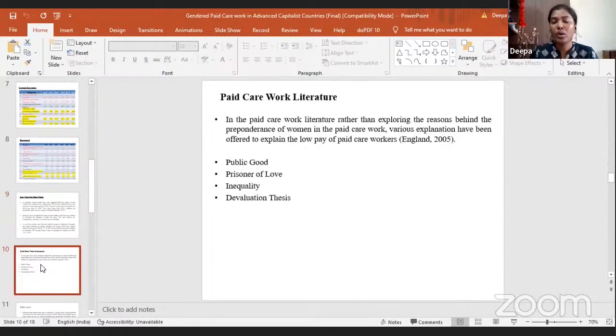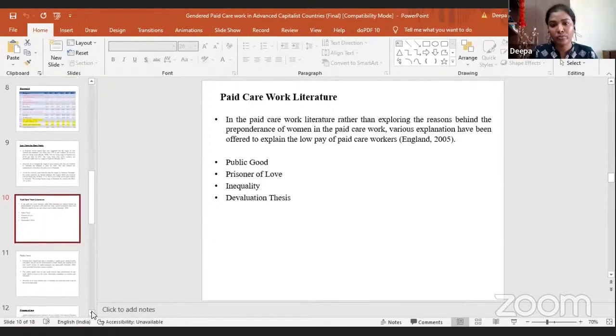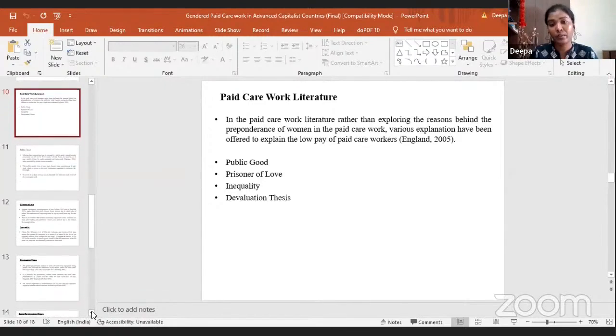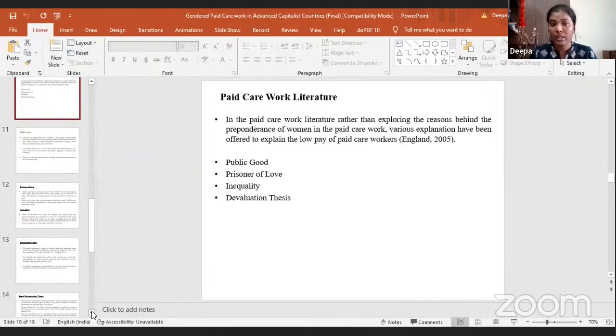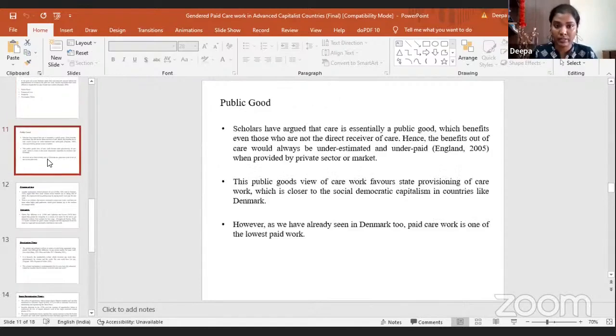So, how do we understand this? In the paid care work literature, rather than exploring the reasons behind the preponderance of women in paid care work, various explanations have been offered to explain the low pay of paid care workers, which includes viewing care work as a public good. For example, scholars have argued that care is essentially a public good, which benefits even those who are not the direct receivers of care. Hence the benefits of care would always be underestimated and underpaid.